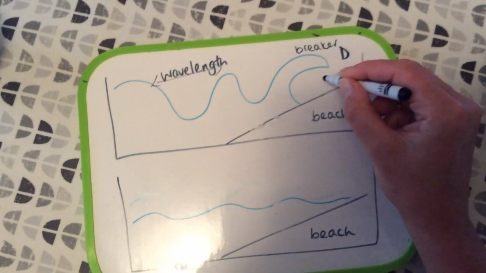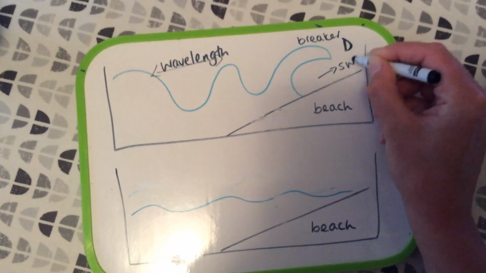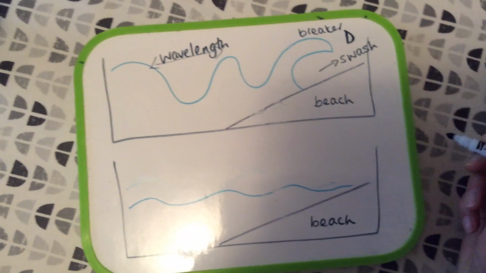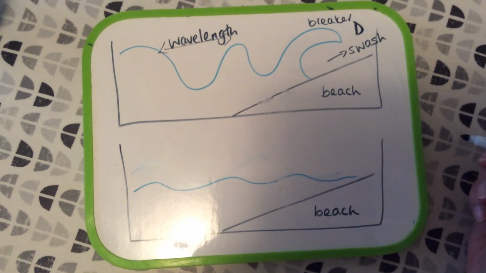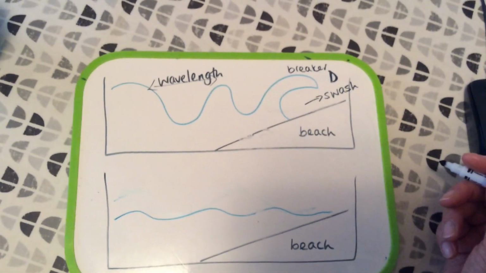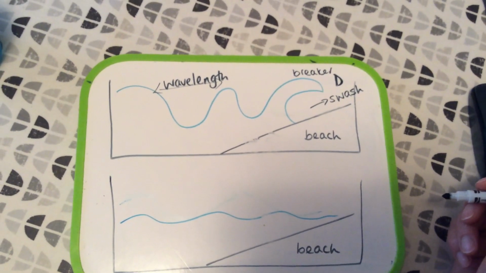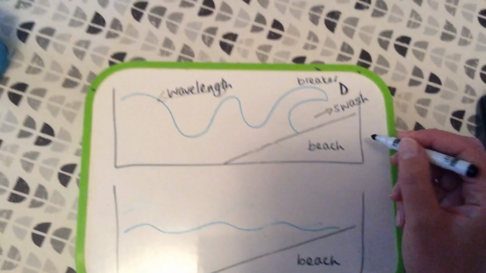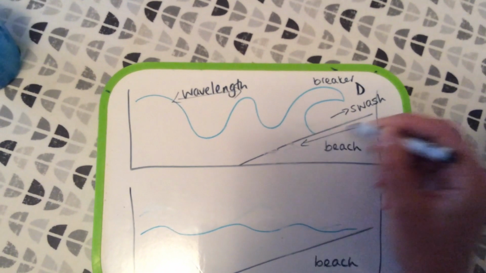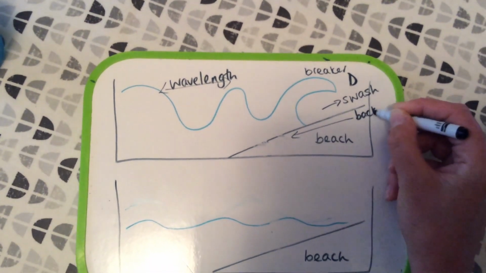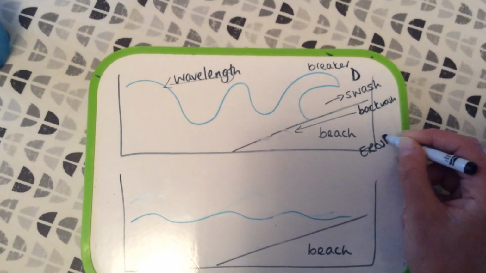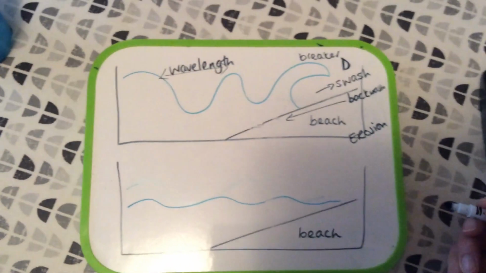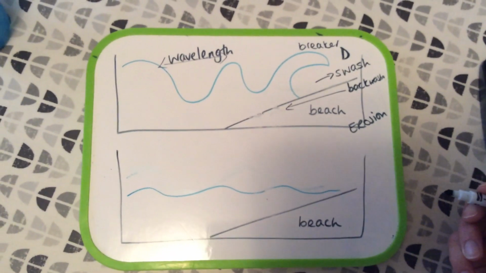Remember these terms, swash goes up the beach. The swash on a destructive wave is much weaker. The backwash is much stronger, and because of that it's got an erosive power. It erodes. Erosion takes place.